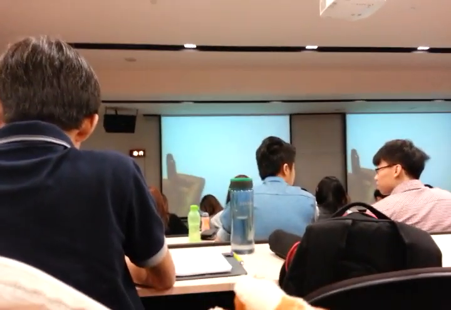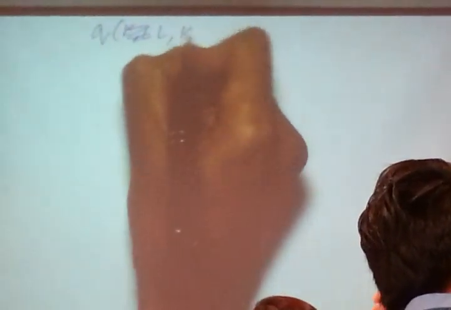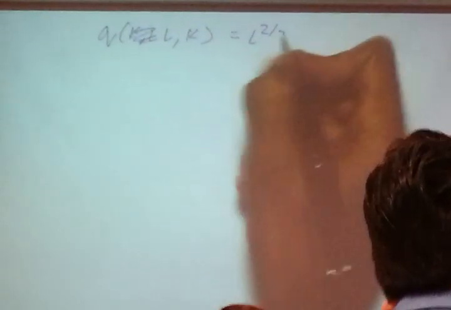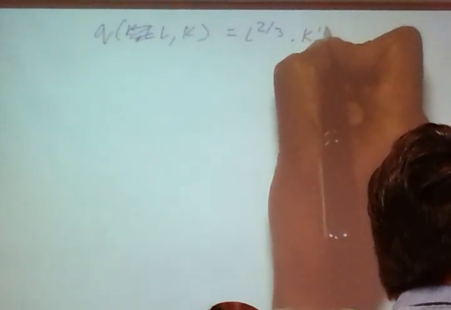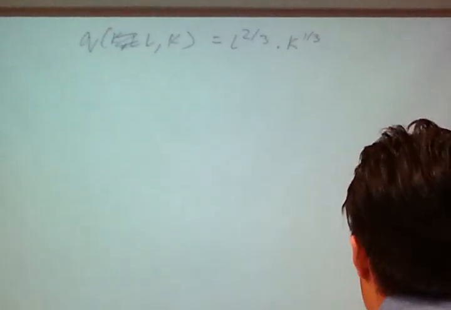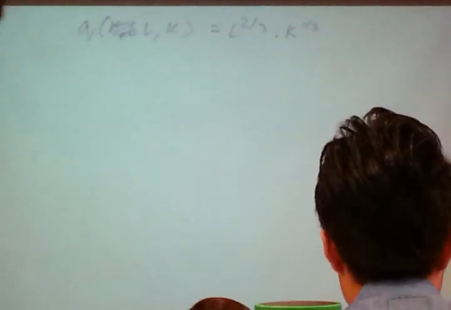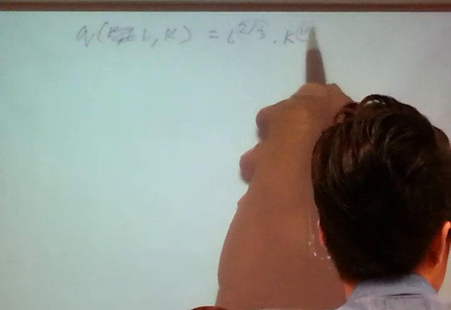Okay. The production function is given by Q = L^(2/3) K^(1/3). Straight away you notice it is a Cobb-Douglas production function, with alpha plus beta equal to 1. Therefore, it is a constant returns to scale production function.